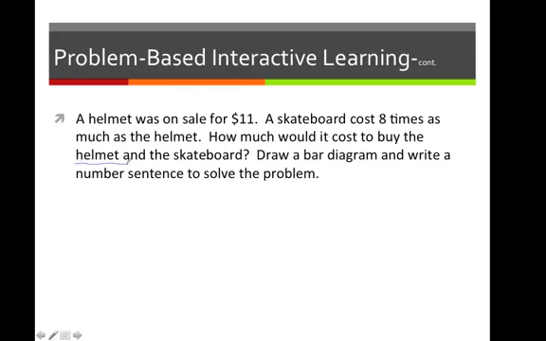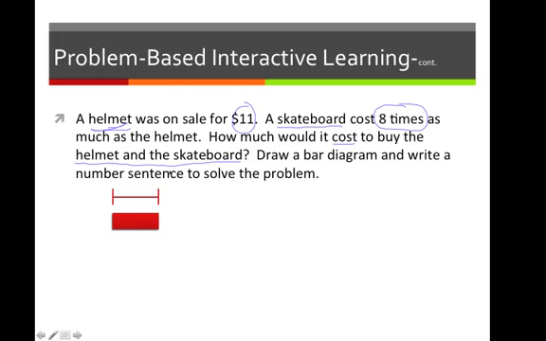That's important, that I need to know that there are 2 things that I'm looking to find the cost of. So those 2 things together. The other information that I find in the problem is that the helmet costs $11. And the skateboard costs 8 times as much. So the bar for the skateboard is going to be 8 times larger than the helmet. So let's go ahead and start with drawing our bars.